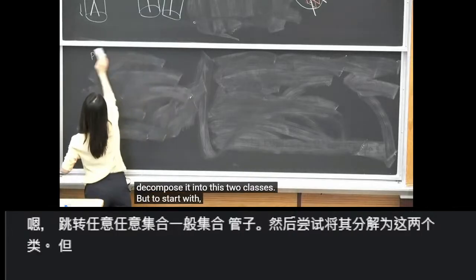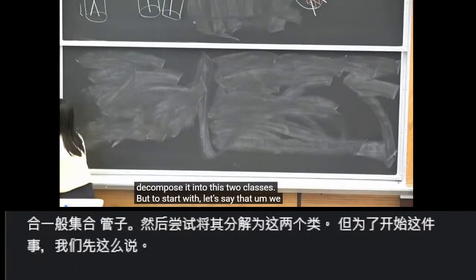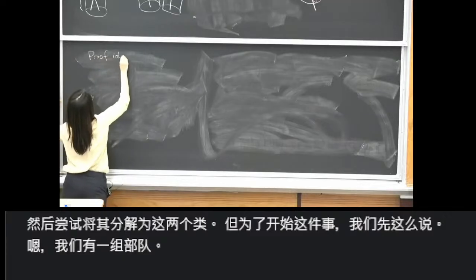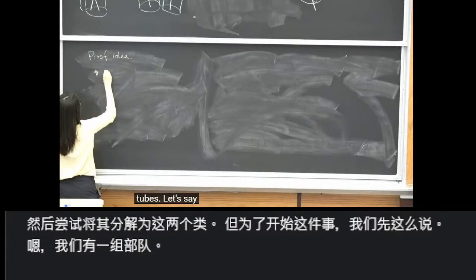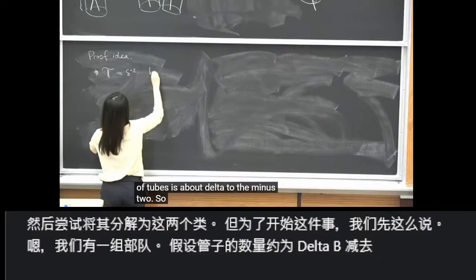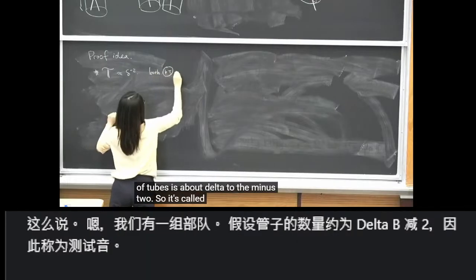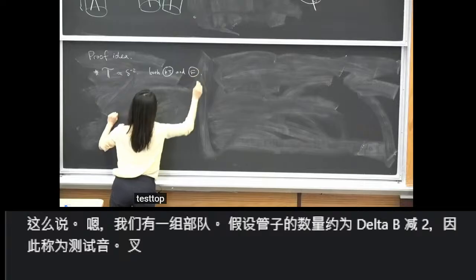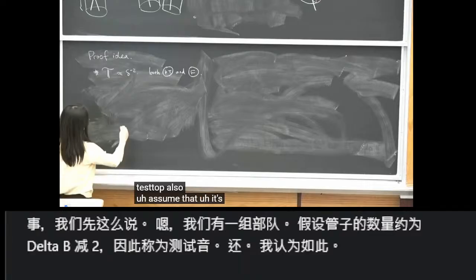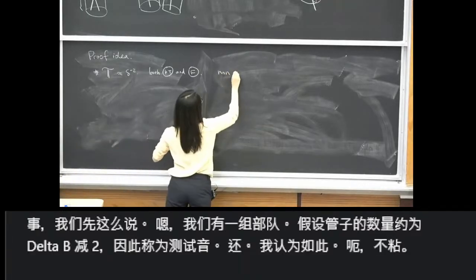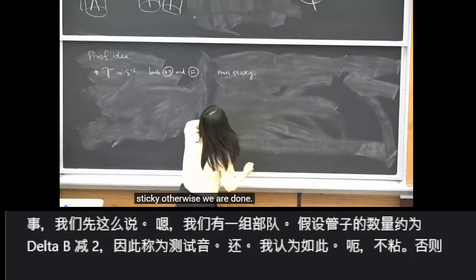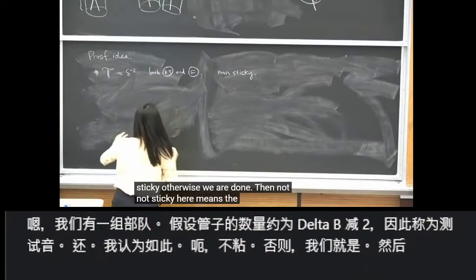But to start with, let's say that we have a set of tubes. Let's assume that the number of tubes is about delta to the minus 2, and so it's both Katz-Tao and Frostman. Also, assume that it's not sticky. Otherwise, we are done. Then not sticky here means the following.